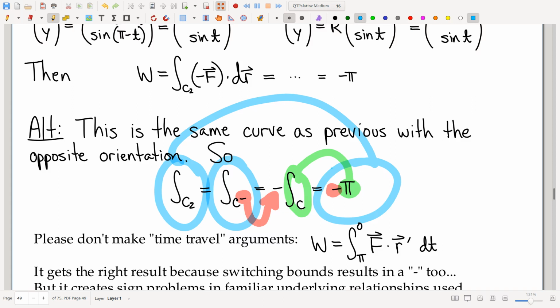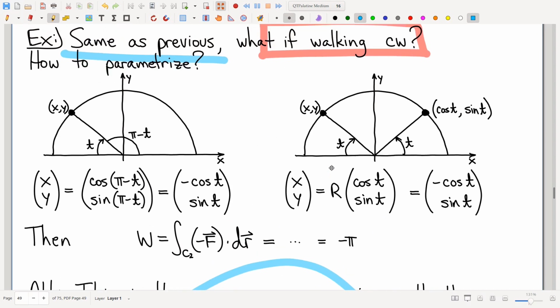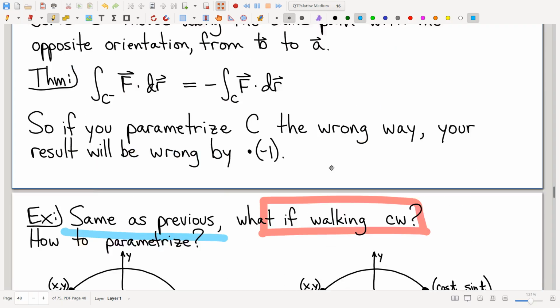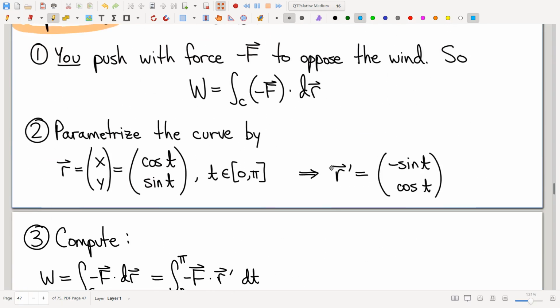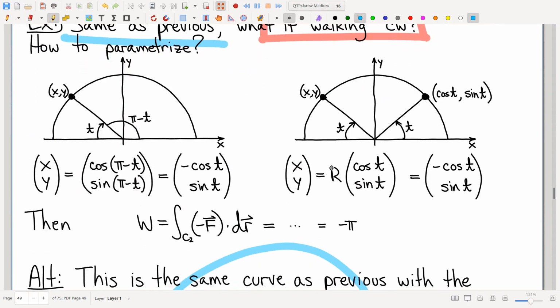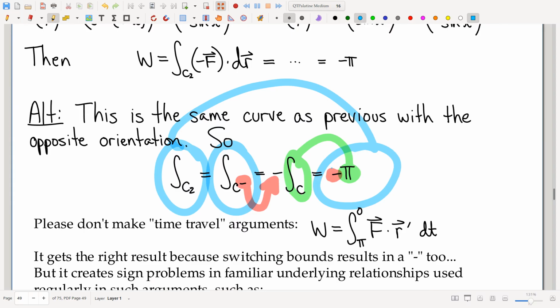Is everybody happy with that? Everybody see how this is a much better way to do it? We don't have to reparameterize. We already did this work. We already did this whole calculation. Here we just acknowledge that with that minus sign.